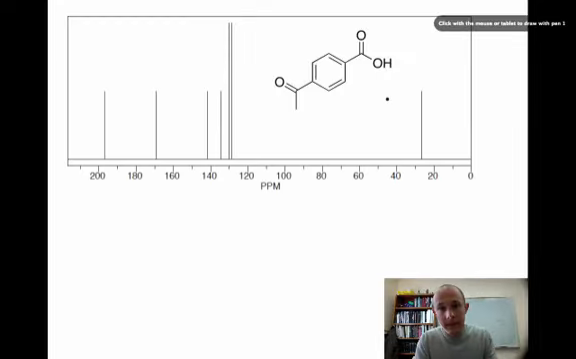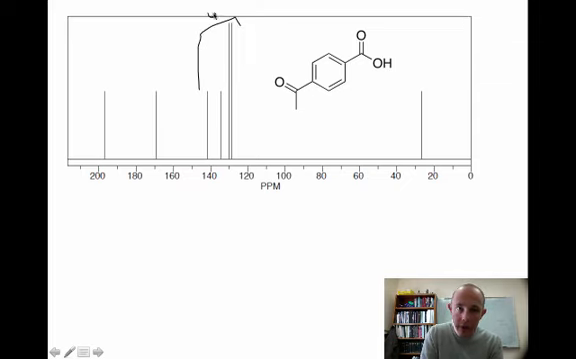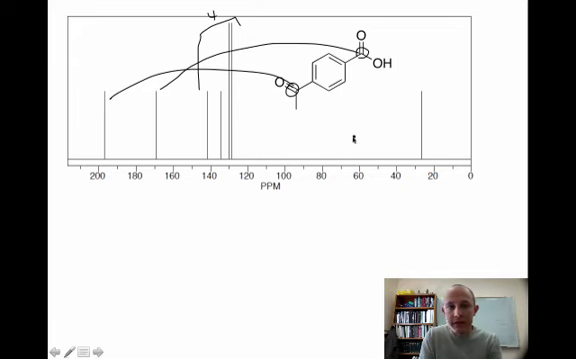Notice that we have symmetry again, so we should only see 1, 2, 3, 4 aromatic peaks. That's exactly what we observe here, 4 aromatic peaks. We have a carboxylic acid, so that's going to be shifted to the right. We have a ketone, it's going to be further to the left. And then we have this lone sp3 hybridized carbon, which is this one.